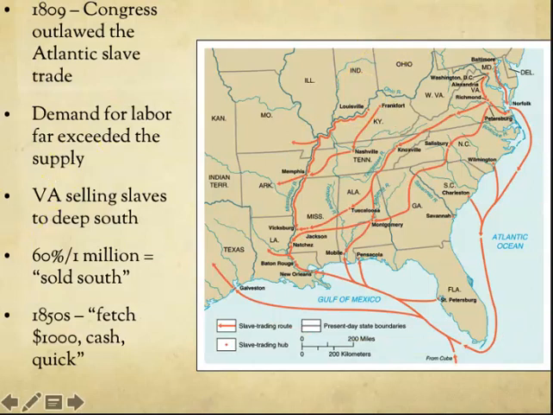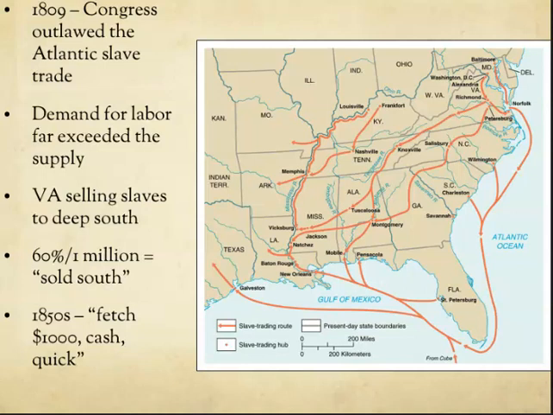By 1809, Congress outlawed the Atlantic slave trade, so no more slaves coming and going through the Atlantic. But there still was a demand for labor. They needed more workers than what they had. So Virginia started to sell their slaves to the Deep South. About 60%, or about 1 million of the slaves, ended up being sold south.